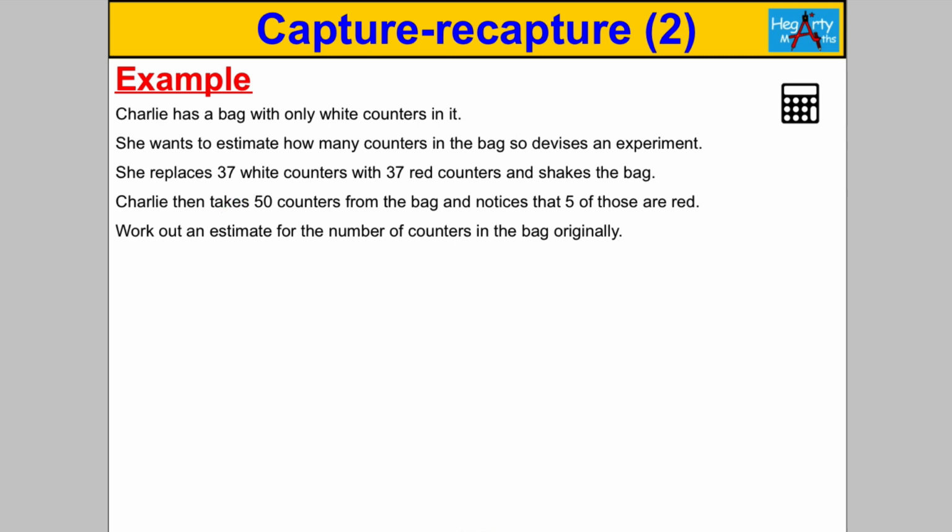Now, the reason I'm showing you this question is it's about counters in a bag. This isn't a population capture recapture. You don't have to capture anything here, but you can apply the same idea. So let's think it through.